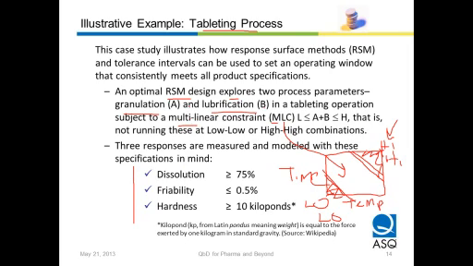So the two factors that we're going to work with are granulation and lubrification. The responses are dissolution, friability, and hardness of the pill in terms of kiloponds. So mathematically, we would express the inputs as x sub 1 and x sub 2, and the outputs are y sub 1, y sub 2, and y sub 3.